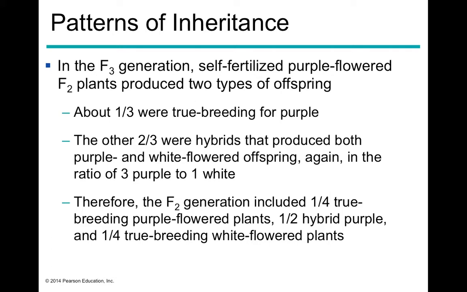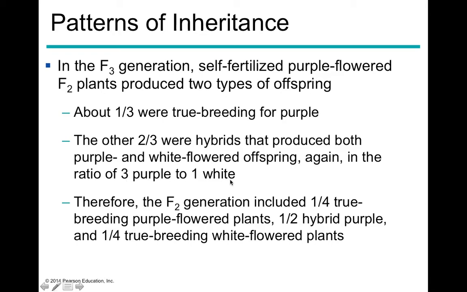But if you look at the purple, right, again, we have 3/4 are going to be purple and 1/4 is white. But if you subtract that white out and you're only looking at purple, now we're looking at thirds, right? 1/3 were true breeding and 2/3 were hybrids. And those hybrids could then pop out white flowered offspring.